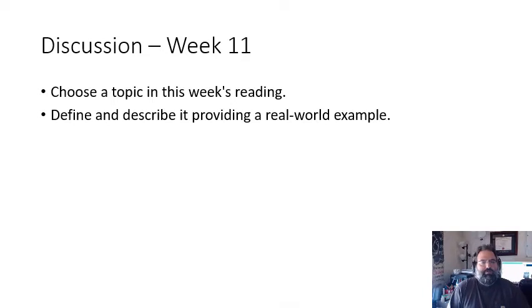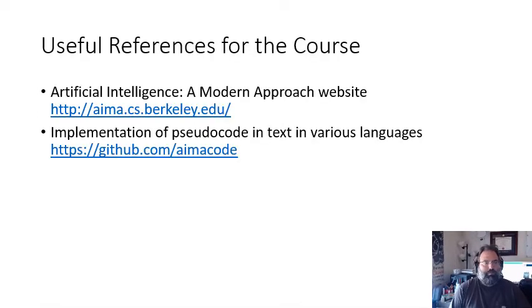The discussion for week 11 is similar to the ones that you've seen in the past. Talk about something that's related to this week's reading and describe it in a real world setting using your own words, trying to make it concrete, real, and tangible. So pick something that relates and tie it to something you have seen. As always, the resources of this course center on things associated with the text, including the text, the code that's included in the text, and various implementations of the pseudocode in various languages, including Python. So you may want to take a look at that, especially when we talk about some of the deep learning stuff.